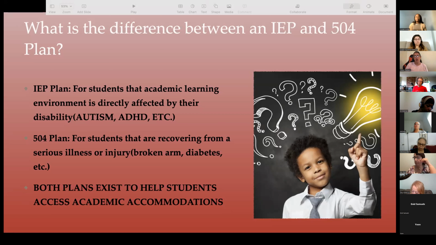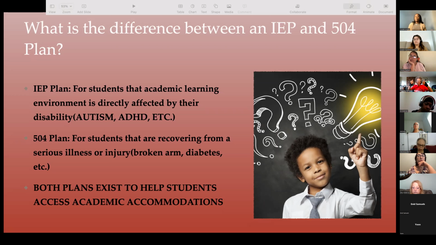Okay, so 504 plans are for students that are recovering from a serious illness or injuries. So like a broken arm, diabetes. For instance, my little brother, just to tell a short story. My little brother was in honors his whole life. And then he got into a car wreck when he was in the 6th grade, and he lost his memory a little bit. So my mom had to go and create a 504 plan for him with the school, and he got that extra care and attention. And when he got better and got his memory back, then he was able to adjust back into his regular school routine.